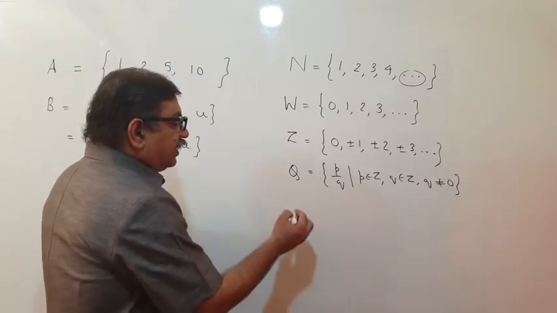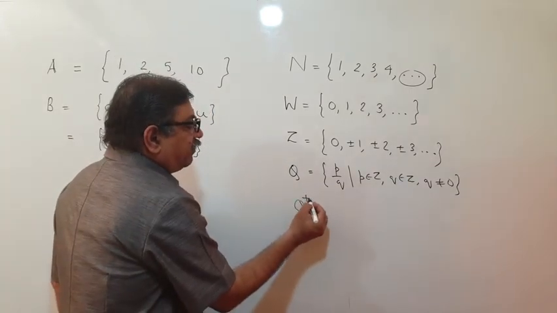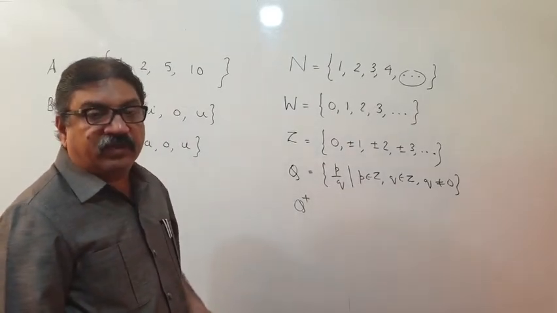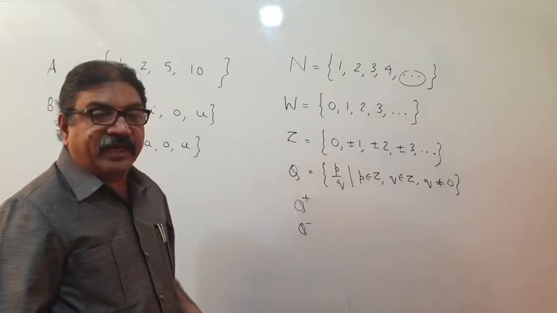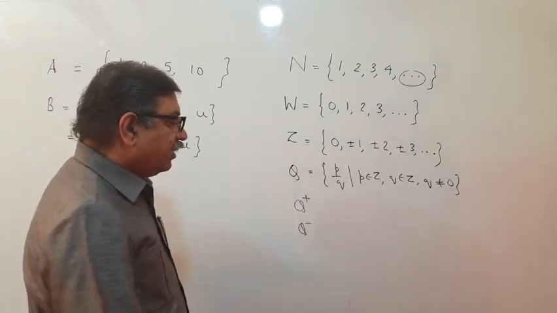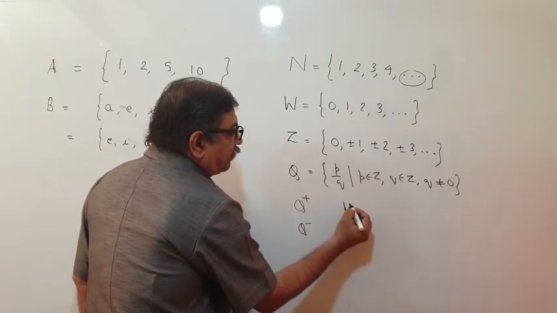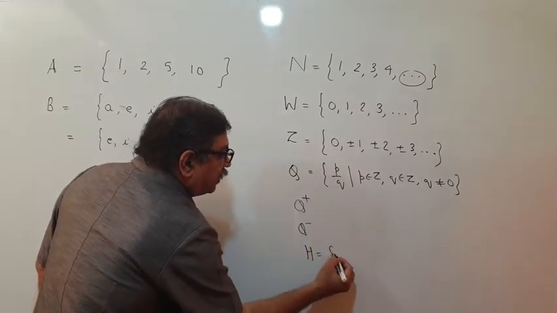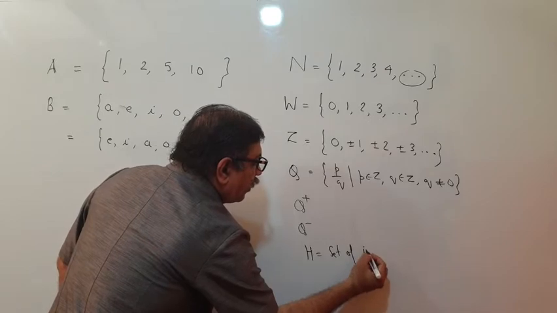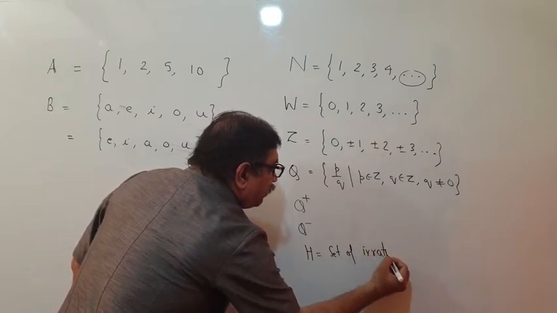Set of rational numbers. Then we will have Q plus, which will mean all positive rational numbers. Q minus will mean all negative rational numbers. Then the set of irrational numbers is denoted by Q-bar or Q complement, the set of irrational numbers.